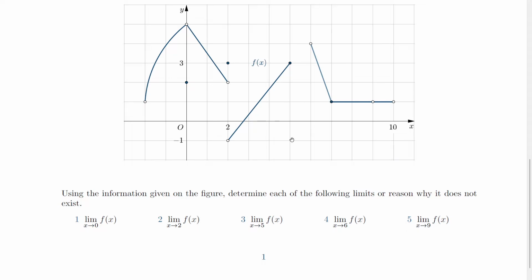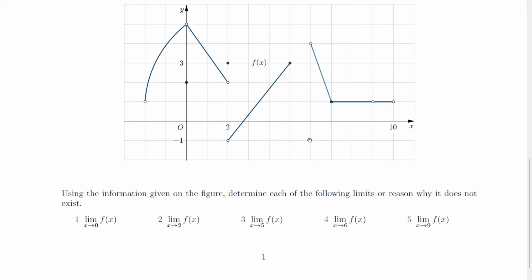It is 3. What is the limit of this function when x approaches 5 from the right? Undefined, because there is a gap there. Yes? So this means the total limit, the two-sided limit, does not exist. Okay? And about 6. This was 5, so this is 6.